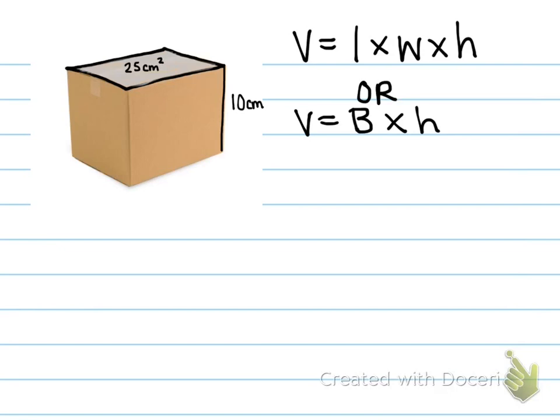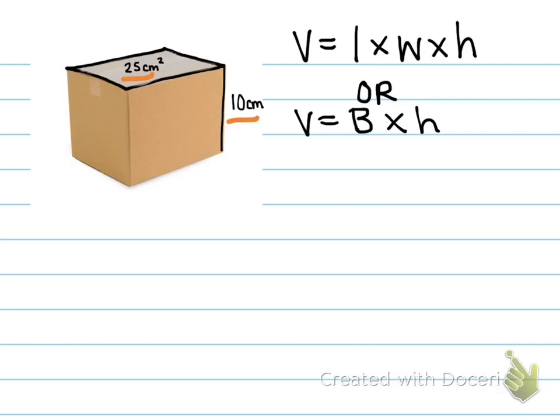In our first example, we have a box. The height is given to us as 10 centimeters. Then we only have one other number, 25 centimeters squared. This is the area of the top of the box. Which formula should we use in this example? Volume equals length times width, or volume equals base times height?